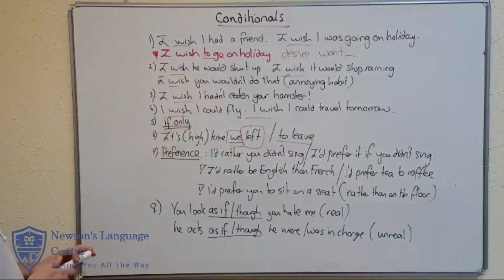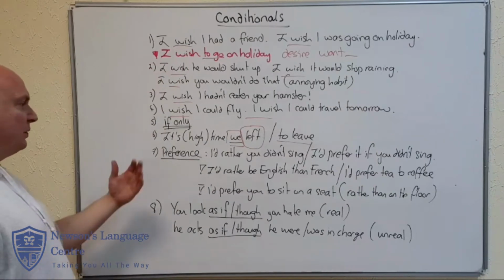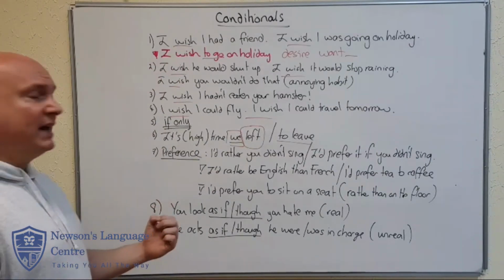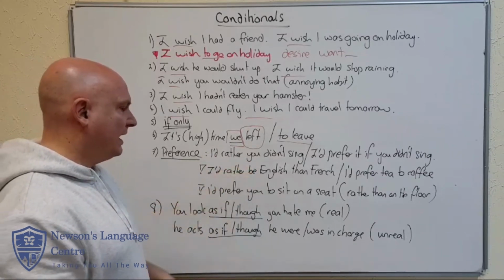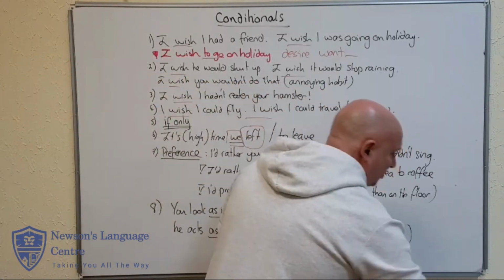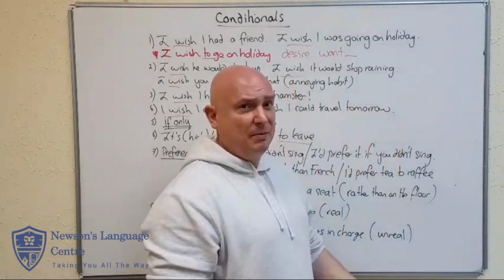Now let's go on to preference. Now when we want to express a preference, we've got two ways of doing it. We have, I'd rather you didn't sing. Now I can actually also say another structure which is not very common in spoken English, but it might be in the CAE.